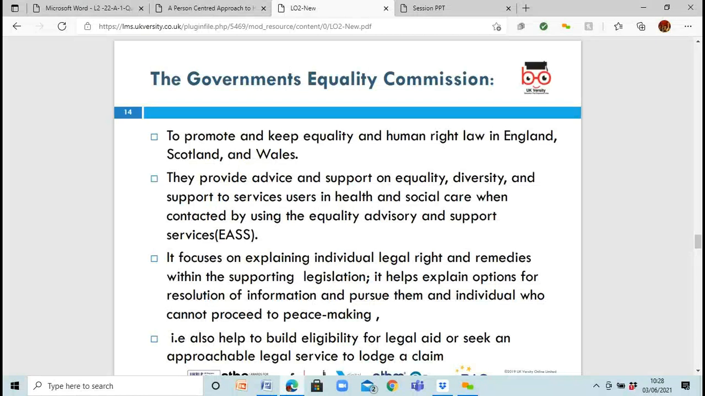It focuses on explaining individual legal rights and any sort of remedies, any sort of solutions, and supporting them. And it also explains the different options. If there's ever an issue that's come up, if a resolution needs to be reached, it'll give you different options of how you can get this done. So it helps to build eligibility for legal aid, and it gives you a place where you can approach, just to go straight to and find out what sort of legal services you can get and how to lodge any claims or any issues that you might have come up with. So this one is more patient focused.